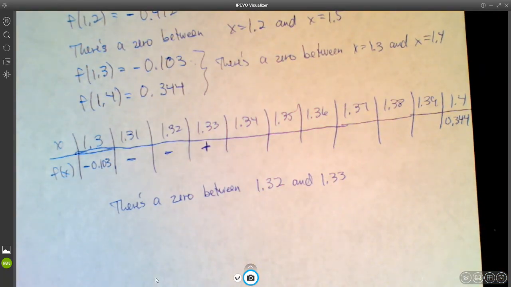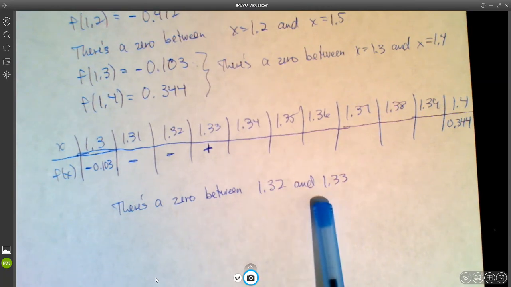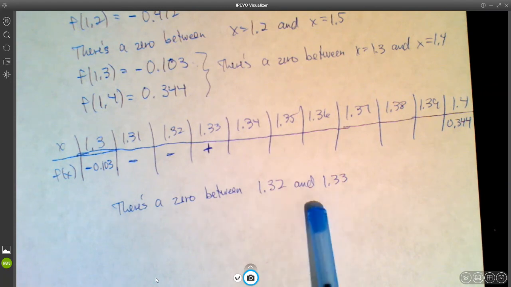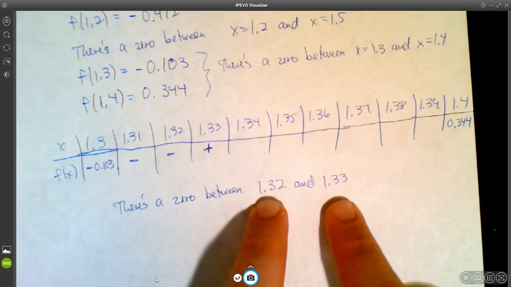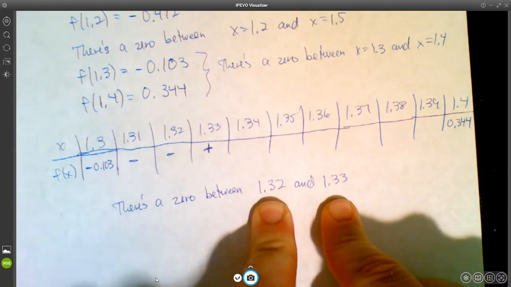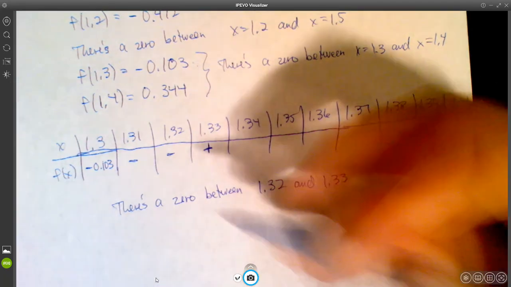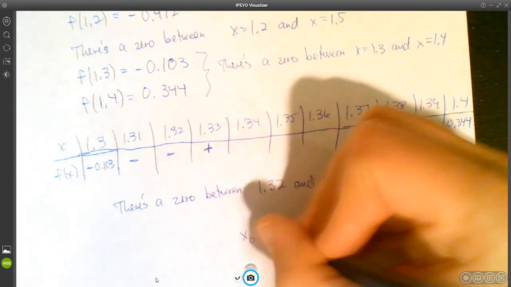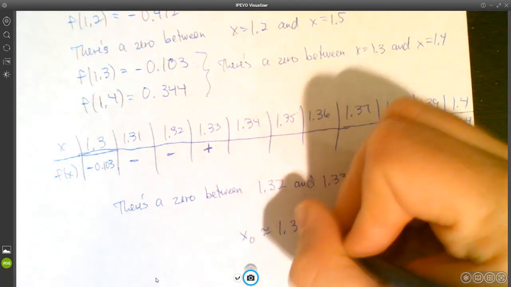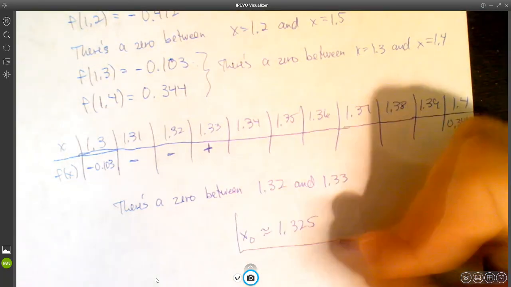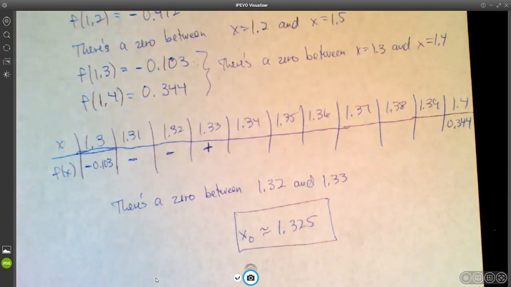Okay, so we could keep going like this. Your book uses a convention that the book says is common practice. I'll have to take the book's word for it because I don't really know. But it says that the common practice is if you want to approximate to 2 decimal places, then you get down to this point and you just say that the 0 is exactly halfway between. So you'll say that the 0 is approximately 1.325, right? And then they say that's the answer to the question.